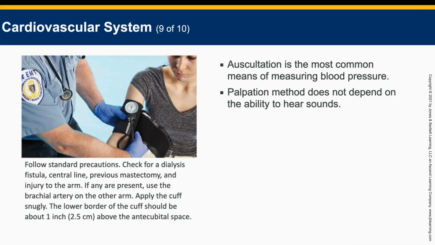Blood pressure can be measured by two main methods, auscultation and palpation. Auscultation is the most commonly used technique. With this method, we place the blood pressure cuff on the patient's arm and use a stethoscope to listen to the blood flow through the artery, while slowly releasing air from the cuff. The sounds heard through the stethoscope help determine the patient's systolic and diastolic blood pressure.